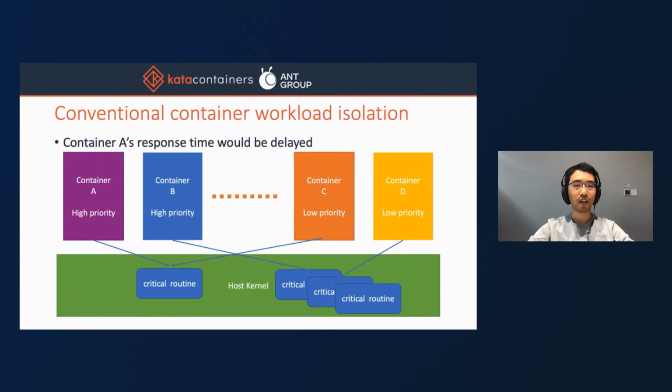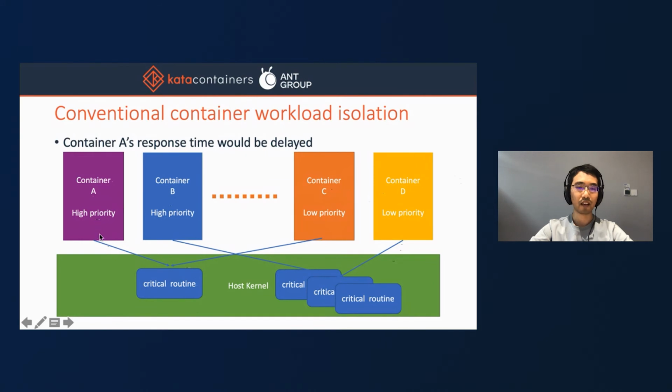So one thing we value very much of Kata Containers is workload isolation. Before Kata Containers, with the conventional containers workload, we have four containers on the same host, and different containers have different priority. For example, container A is high priority and container C is low priority. Container B is high priority and container D is low priority.